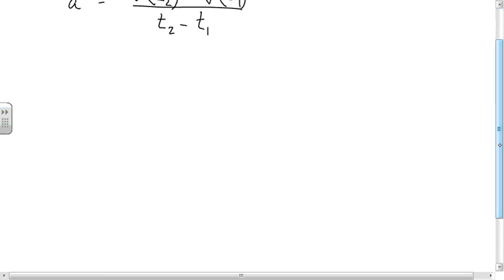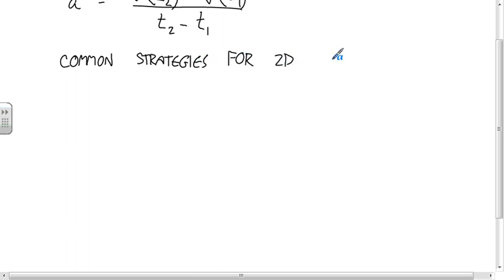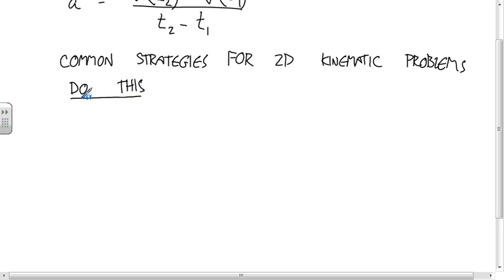So let me give you some common strategies for two-dimensional kinematic problems. So I guess over here, this is the stuff that you should do. And here are some sort of common pitfalls that you should avoid.